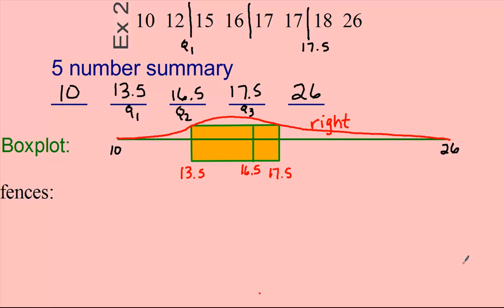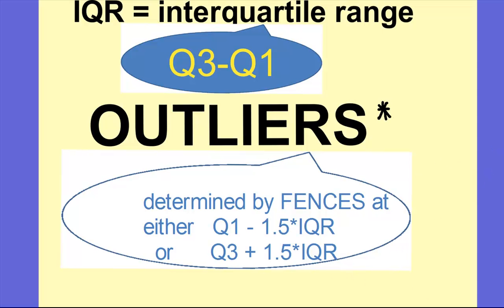I still need to find out if I have any outliers, because that really does tie into whether or not the curve is skewed one way or the other. So that might give you a hint as to what's to come. Let's use our formula for fences. Talking about the 1.5 times the IQR, it gets subtracted from Q1 and added to Q3.